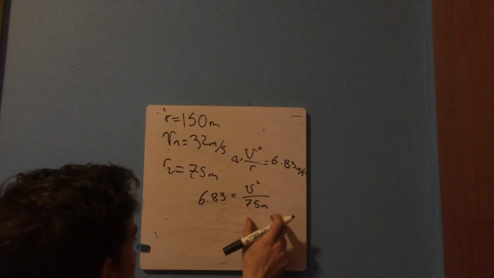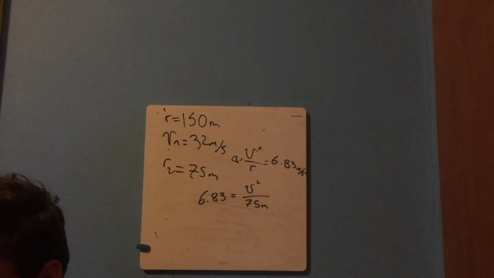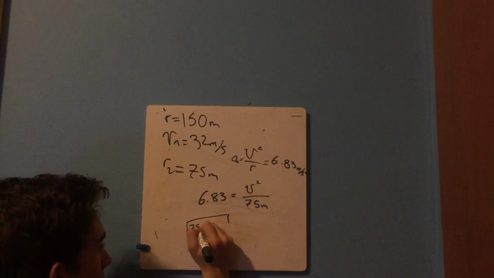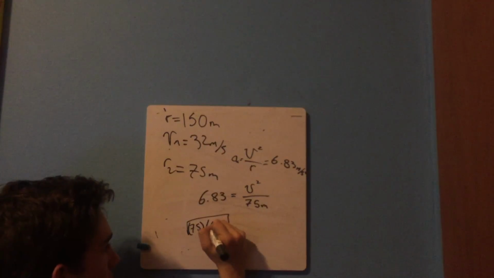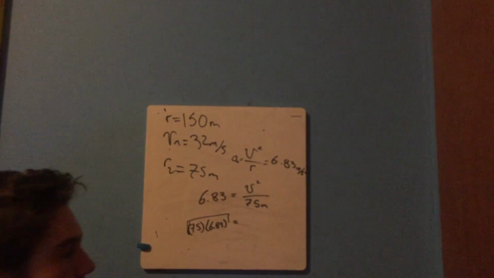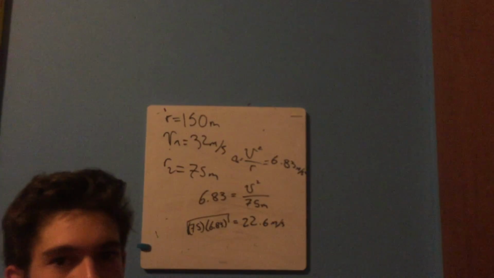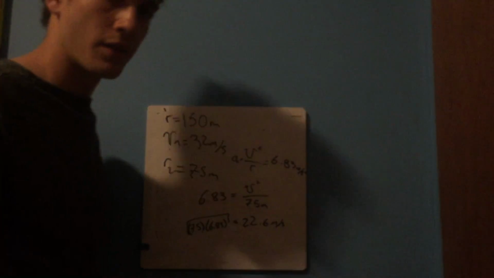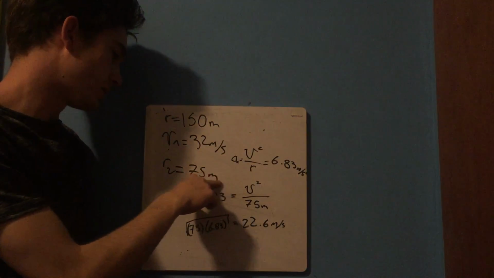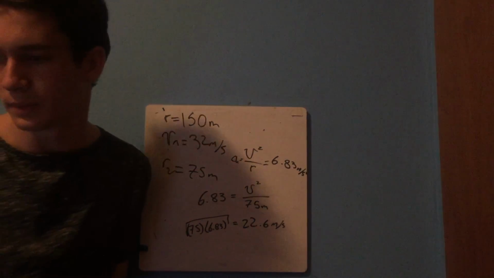Pretty simple. We just have to do the algebra, and we are left with the following equation. It is the square root of 75 times 6.83, which equals a value of 22.6 meters per second. So that is the maximum speed at which this car can go when the radius is 75 meters. Alright, so that's how we would do this problem.